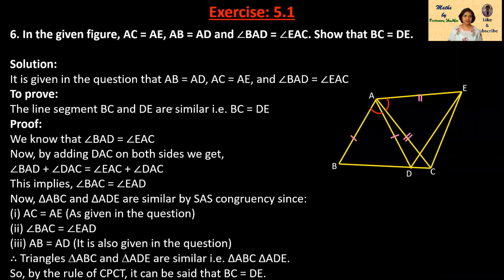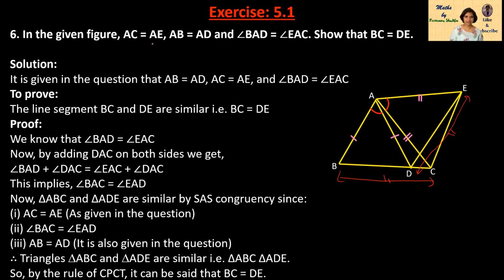So now we will come to question number 6. In the given figure, AC equals AE, AB equals AD, and angle BAD equals angle EAC. So we have to show BC equals DE. BC, this line, we have to prove that this line BC equals ED or DE, right? So for that, if we prove triangle ABC is congruent to triangle ADE, then we can prove it simply.